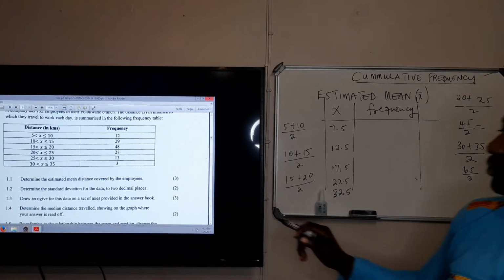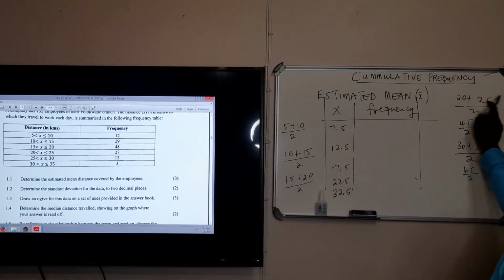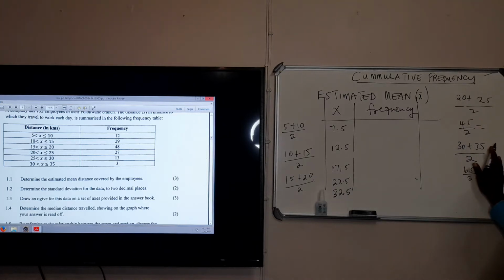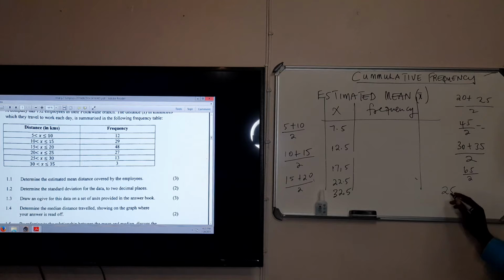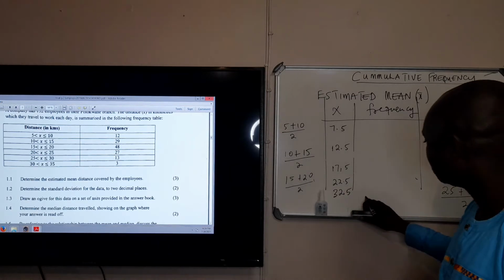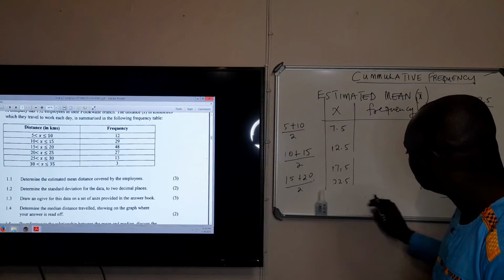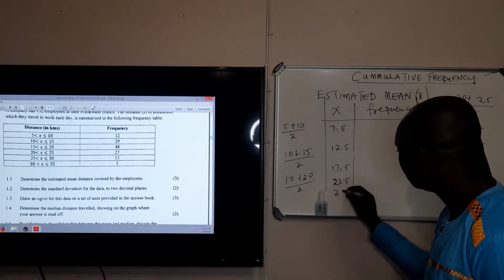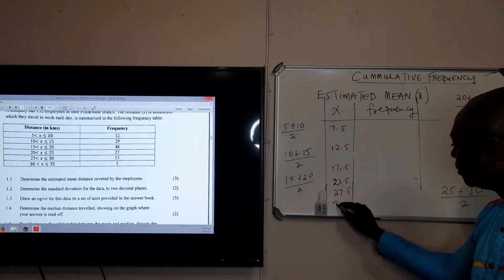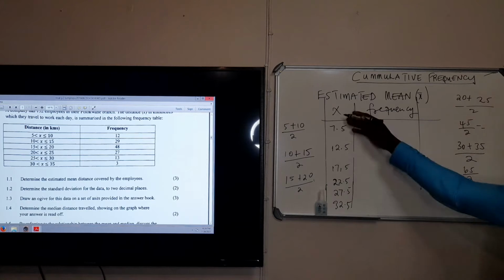I hope I also did 25 plus 30, right? We didn't do it. So let's quickly look for 25 plus 30 divided by 2, which gave you 55. And 55 divided by 2 is 27.5. So that one should come before this one. Make sure you capture the data as it is. We have 27.5. You can see it's increasing by 5 units. And then from here we go to 32.5. These are the x values.